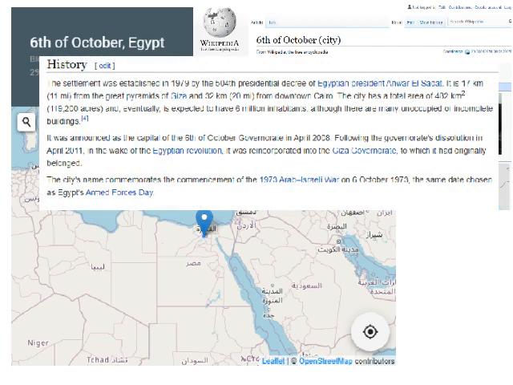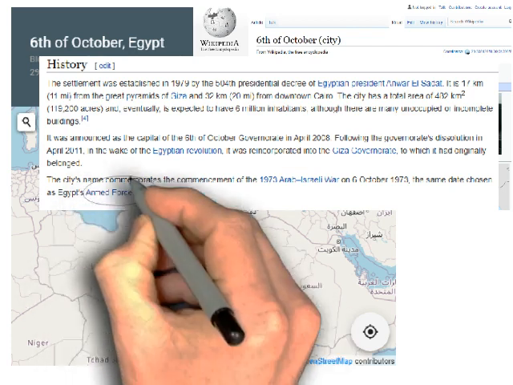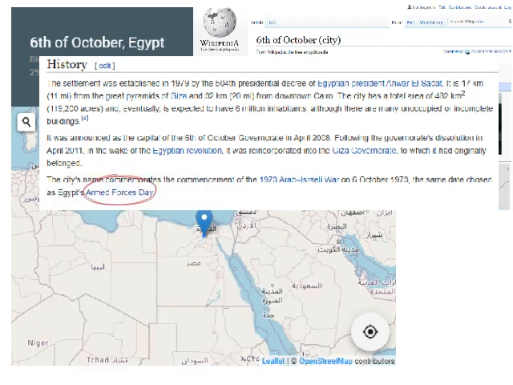But the interesting thing we're going to look at is the last sentence here. The city's name commemorates the commencement of the 1973 Arab-Israeli War on the 6th of October, 1973, the same date chosen as Egypt's Armed Forces Day. So this would be a holy day or a holiday celebrated in Egypt, and they're telling us that the reason why is because it was the beginning of the Arab-Israeli War that began on October 6th.